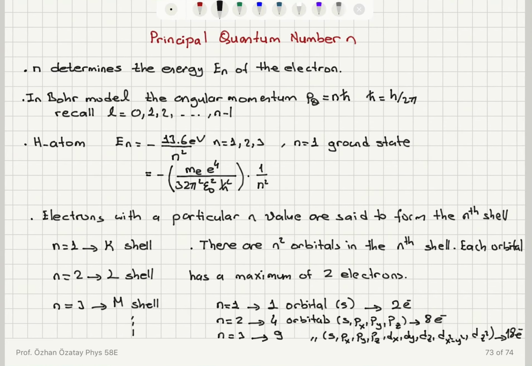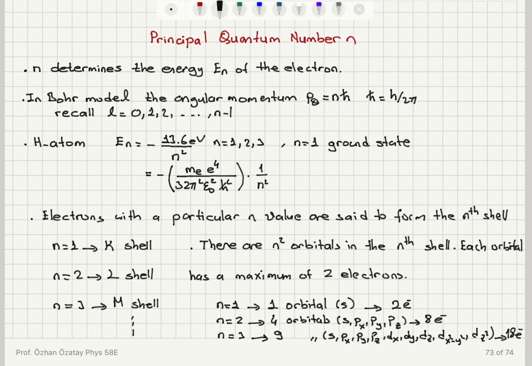Okay, so we have a quick review of the principal quantum number, which determines the energy of the electron. In the Bohr model, the angular momentum was quantized in units of h bar as n times h bar, but then we found out that for a given shell, several orbital angular momenta are possible, from 0, 1, 2 all the way up to n minus 1. So this was not accurate.